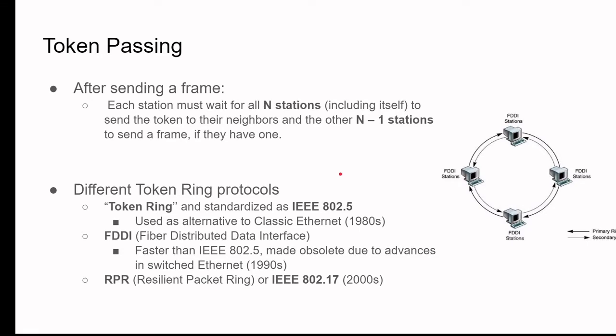Efficiency-wise, when using token passing, a station must wait for all stations, including itself, to send the token around, which means the process is slowed if there are more stations.